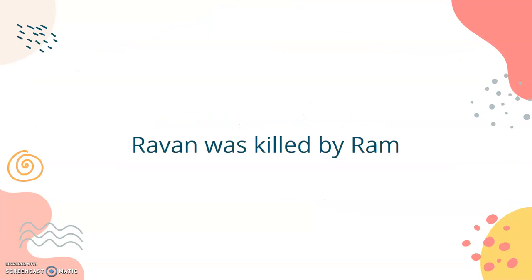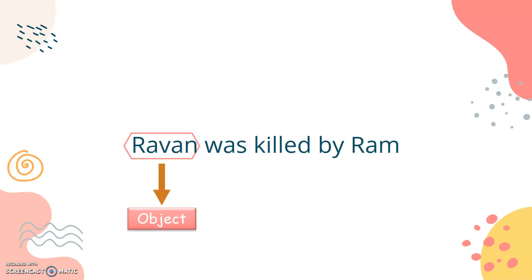Now let's see the next sentence. Ravan was killed by Ram. Now, from the previous, this sentence is different, but the meaning doesn't change. Only the way of saying is a little bit different. What is different? Let's see the structure now of this. In the previous sentence, Ravan was the object. So, here at the start, we have an object again, that is Ravan.